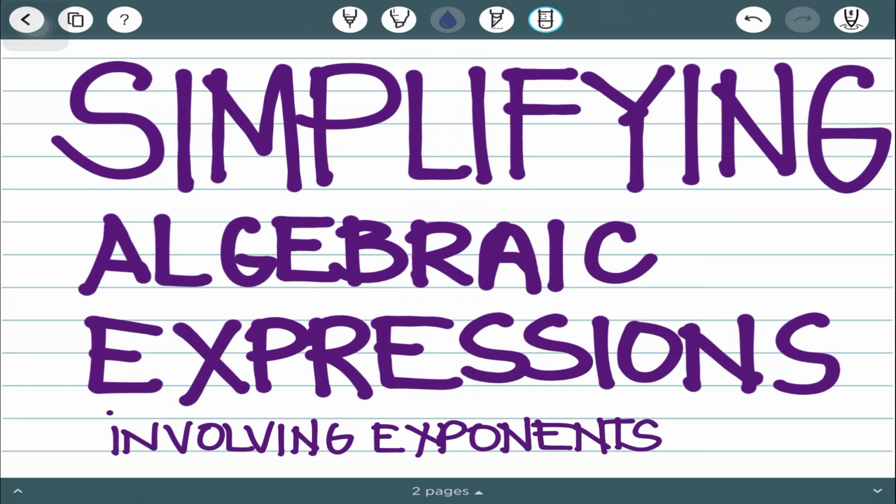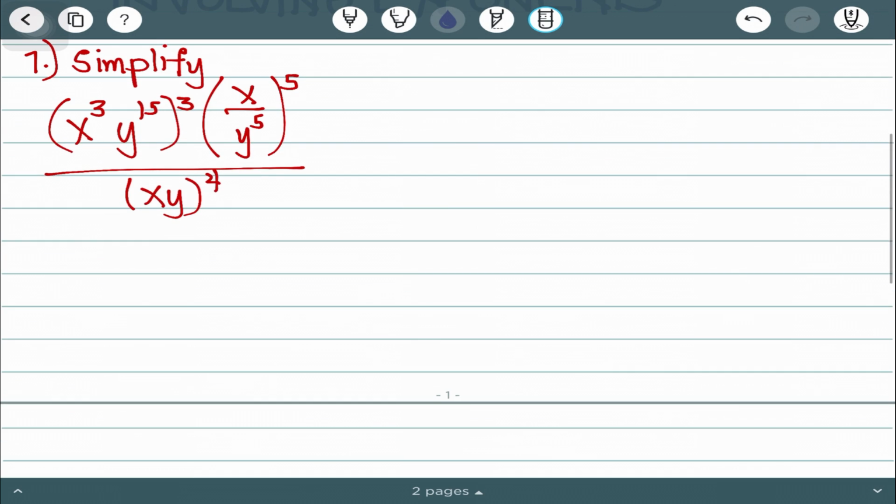For this video, I will teach you how to simplify algebraic expressions involving exponents. So let us try to simplify 3 examples. Number 1, simplify the quantity of x cubed y raised to 15, cubed, times the quantity of x over y raised to 5, raised to the 5th power, all over the quantity of x y raised to 4.